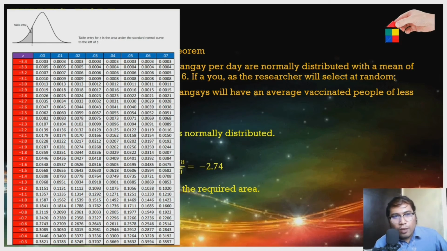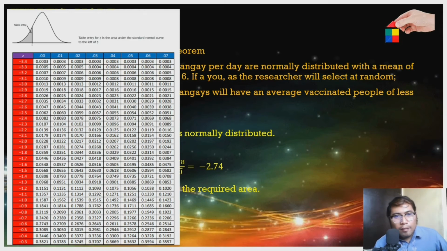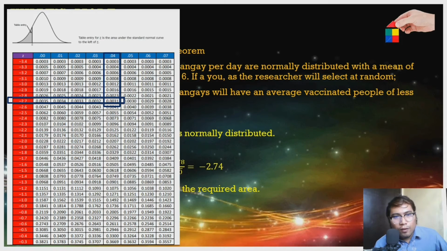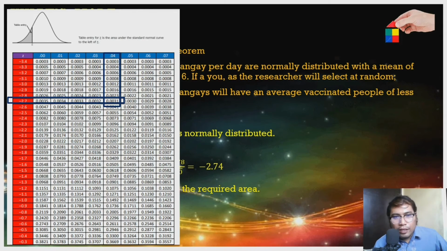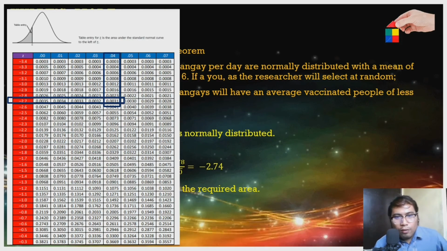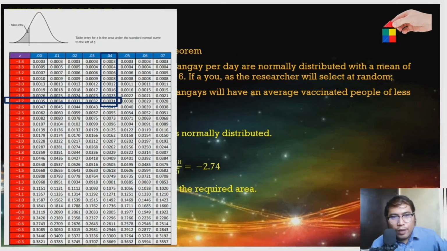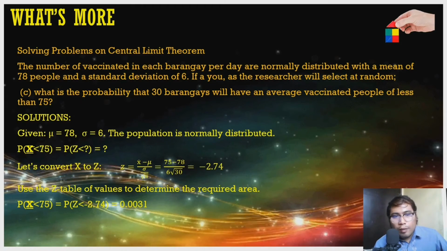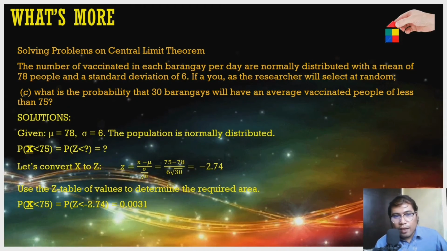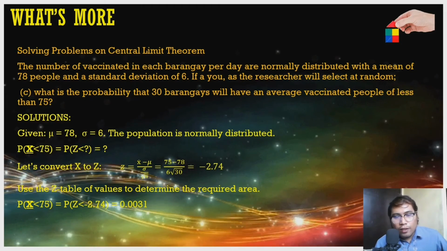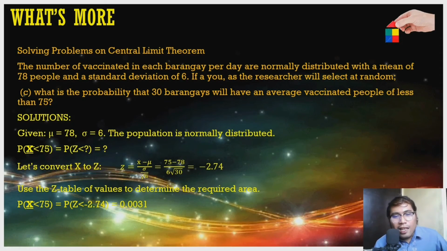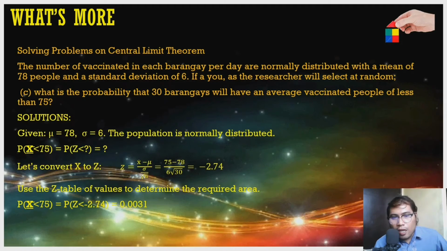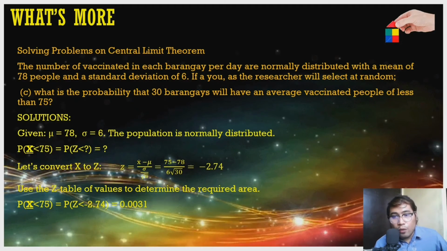So if we are going to connect these two, the negative 2.7 and 0.04, you'll get 0.0032, if I'm not mistaken. So we can say that the probability of the x bar is less than 75, and this will be converted into Z. We have the probability of Z less than negative 2.74, and we get the area of 0.0031.